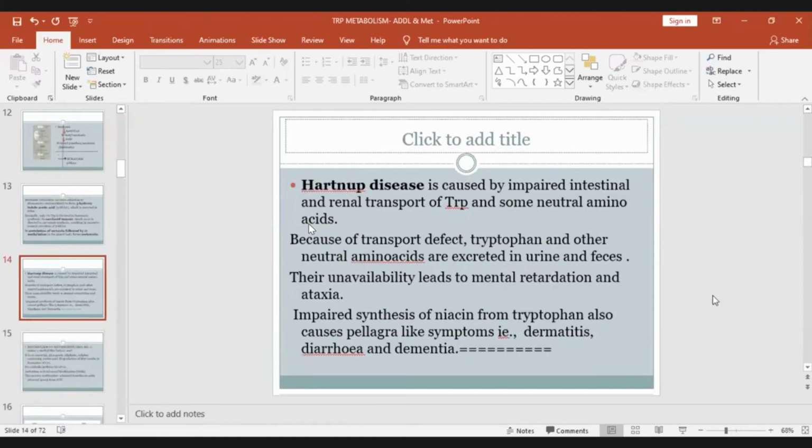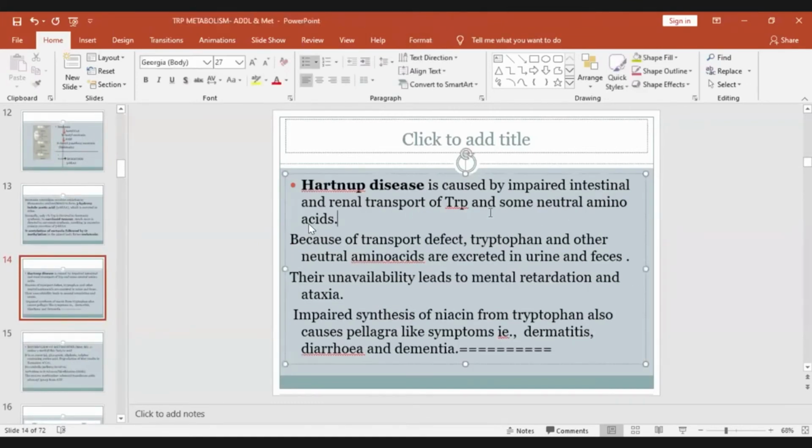Hartnup disease is caused by impaired intestinal and renal transport of tryptophan. So absorption in the intestine and reabsorption in the kidney is impaired in Hartnup disease, a congenital anomaly. Along with some neutral amino acids, they are not absorbed. Because of this transport defect, tryptophan and other neutral amino acids are excreted in urine. They are not absorbed into the blood, so they will be excreted in the urine.